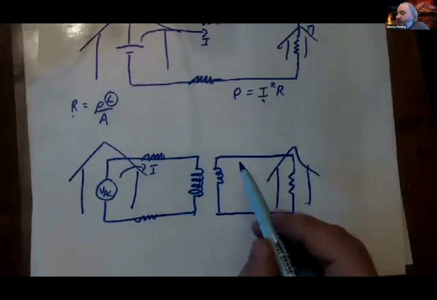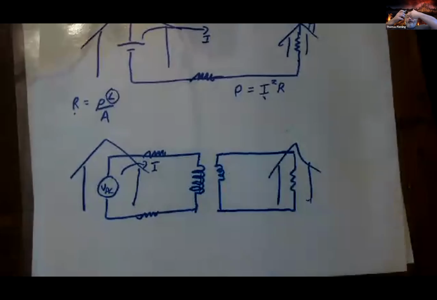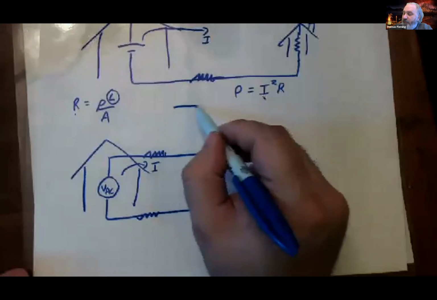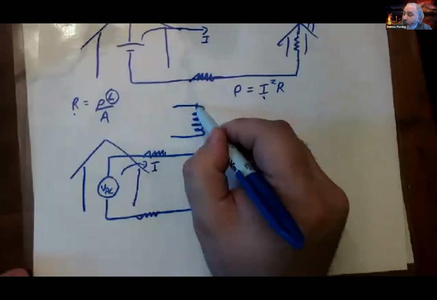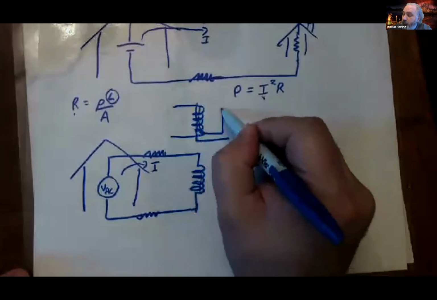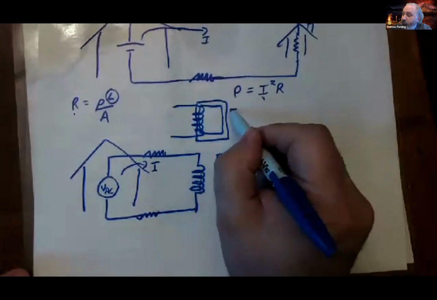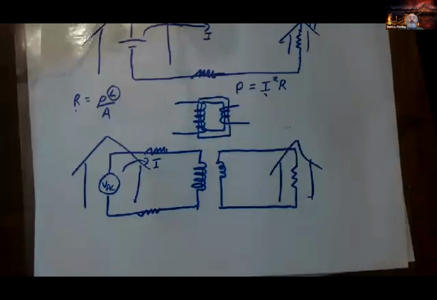And what you do is you put this coil inside the other coil. So the two coils are either nested into each other, or sometimes what you'll do is you'll have coil number one surround a piece of iron, and then coil number two wrap around that same piece of iron.